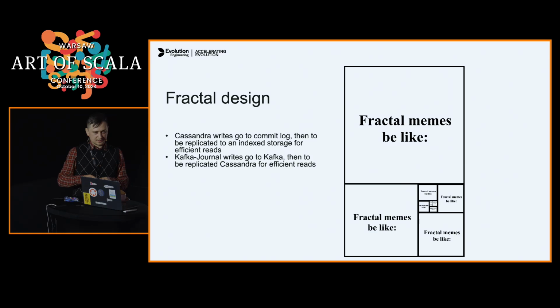So let's say Cassandra, how it works on the top level, the storage. When you do a write, it goes to the commit log. Commit log is just like, I insert record 1, and then I insert record 2. It's just the information about what changes you did to the system. And then it's sort of like a queue, if you think about that. And then from the commit log, they are replicated by a separate internal process of Cassandra to an indexed storage, memory table, disk storage, which is easy to read by IDs. And we do the same with Kafka Journal. So Kafka is our commit log, and we replicate it to Cassandra for efficient reads. Quite nice.